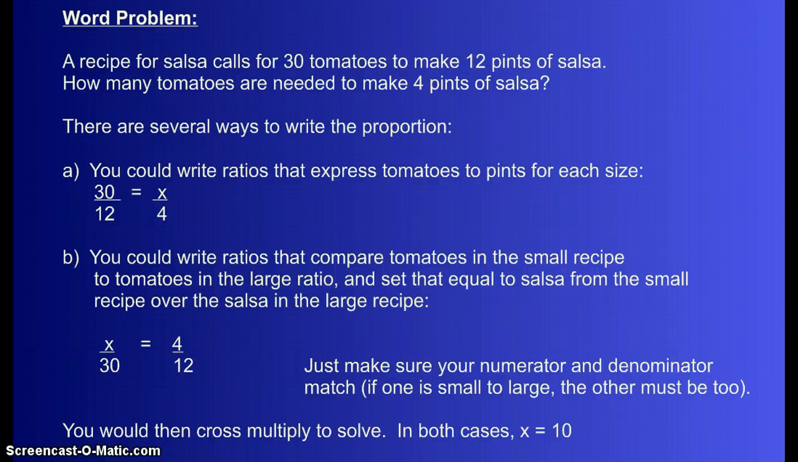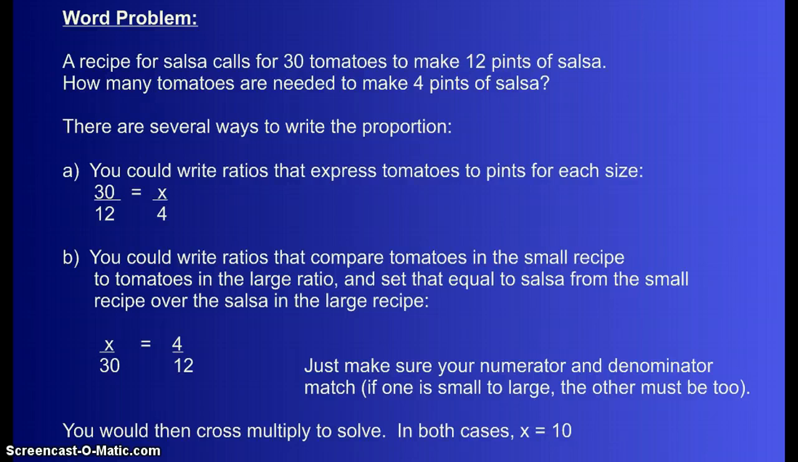In the A version, you can write the ratios that express tomatoes to pints for each size. So you can see in the first fraction we need 30 tomatoes in the numerator, to, so in the denominator, 12 pints of salsa, and that equals x number of tomatoes, we don't know how many, to 4 pints of salsa. So we're writing tomatoes to pints. To solve it, you would cross multiply. But maybe you don't think that way. Maybe you think like the guy in B.